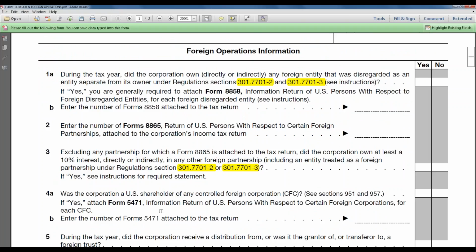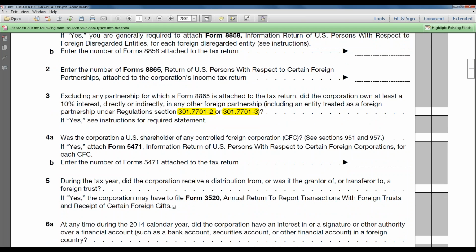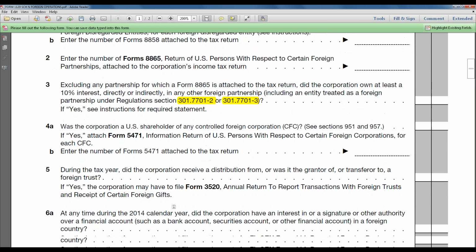Form 5471, we know about that. That's the controlled foreign corporation return. Foreign trust, once again, we've talked about that some with regards to this form, and that's an important concept to look at. If it is a foreign trust, remember Form 3520-A must be filed by the trustee. The trustee in that case may be the manager of a foundation.